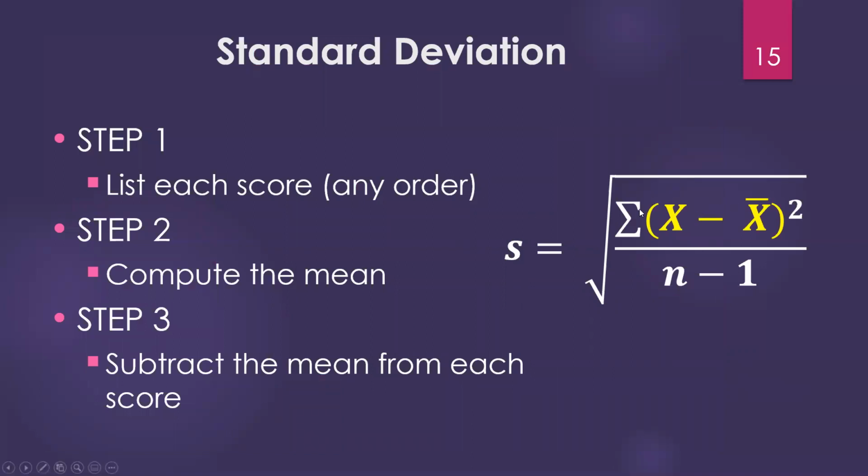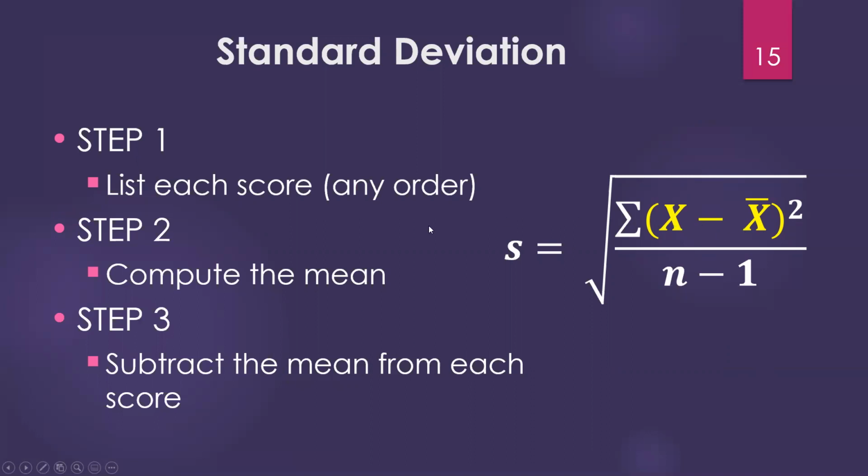Let's look at, I'm going to highlight each part of this formula so we know which part we're working through for each step. So the first 3 steps are taking into account this yellow part here, this X minus X bar.